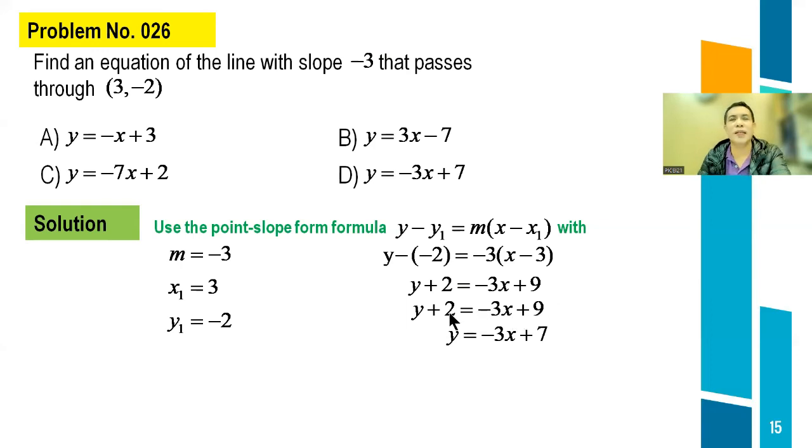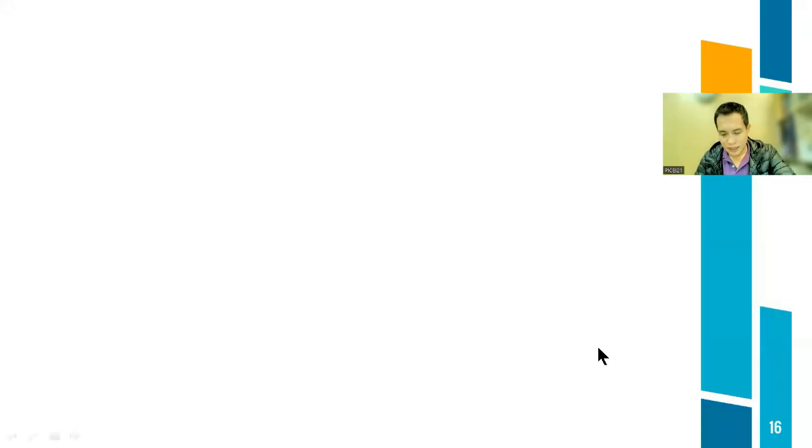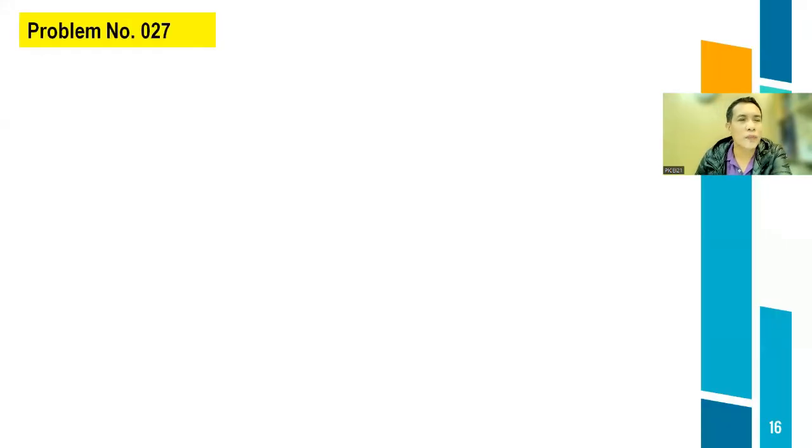Subtract both sides by 2. That's 9 minus 2, that's 7. So this is now the equation of the line given the slope and the point. Okay, the correct answer is letter D. All right. Let's go to problem number 27.